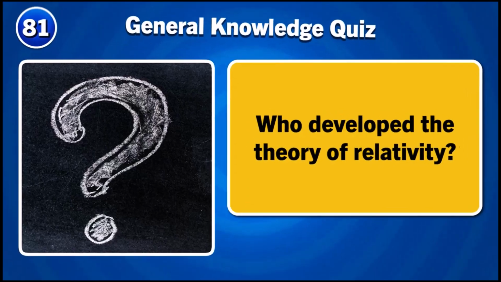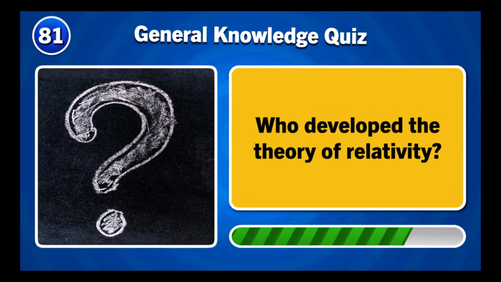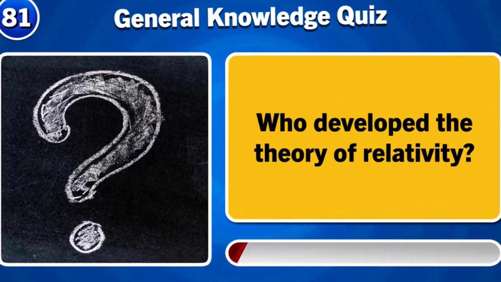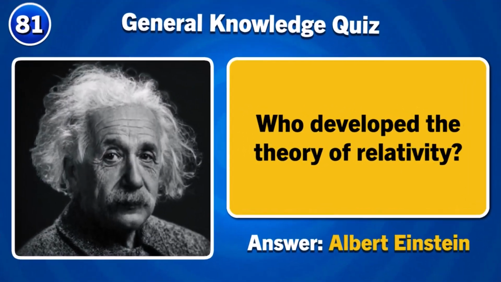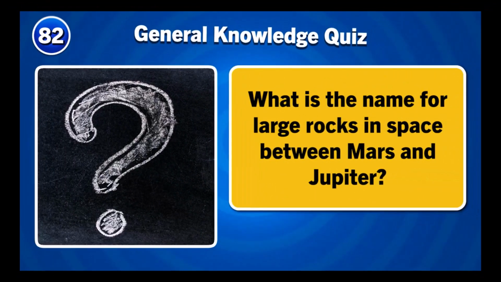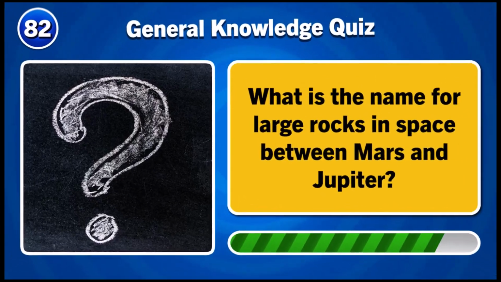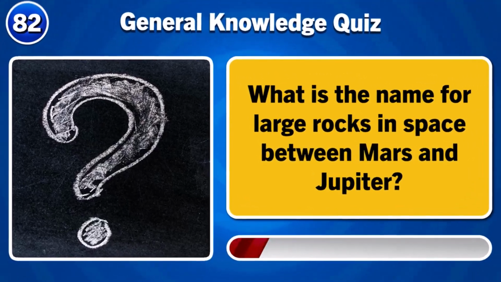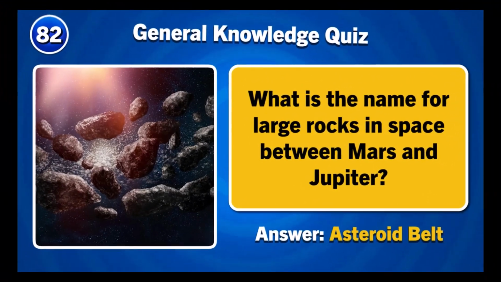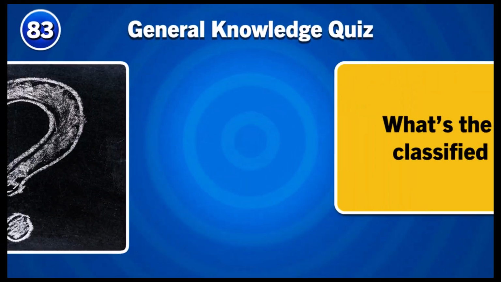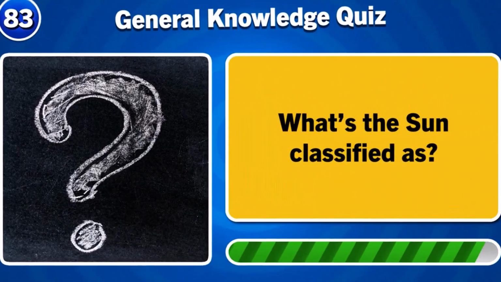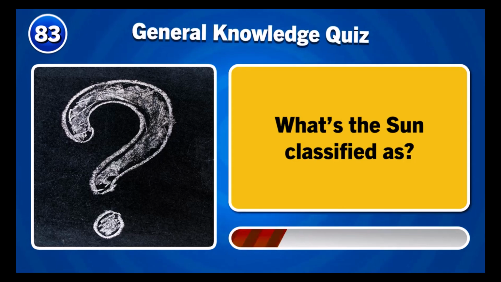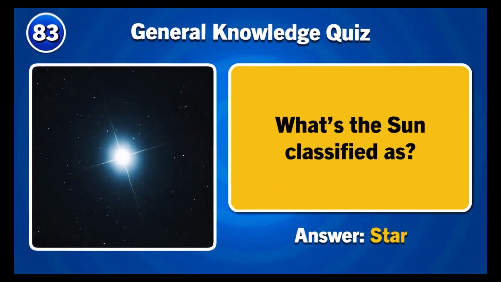Who developed the theory of relativity? Albert Einstein. What is the name for large rocks in space between Mars and Jupiter? Asteroid belt. What's the Sun classified as? Star.